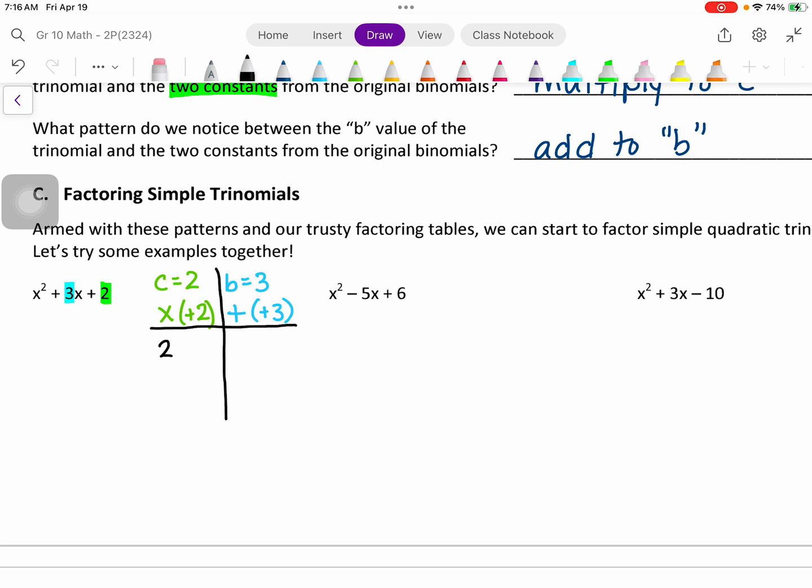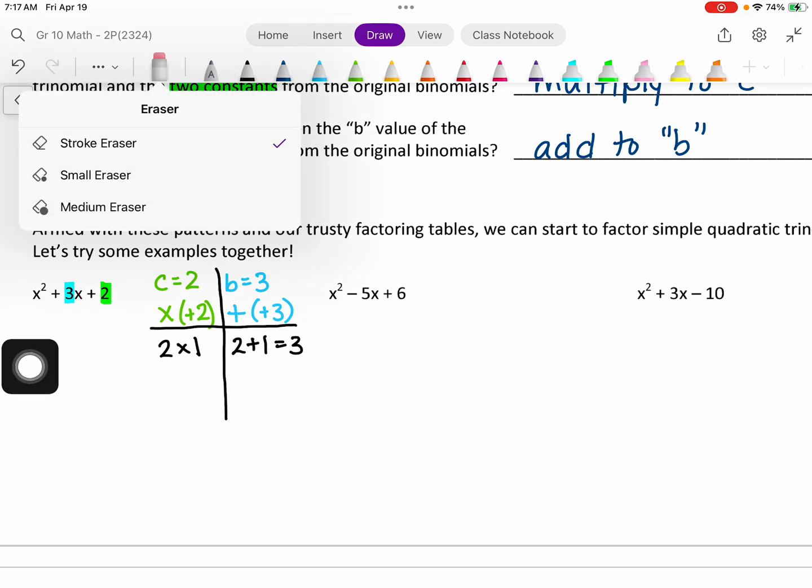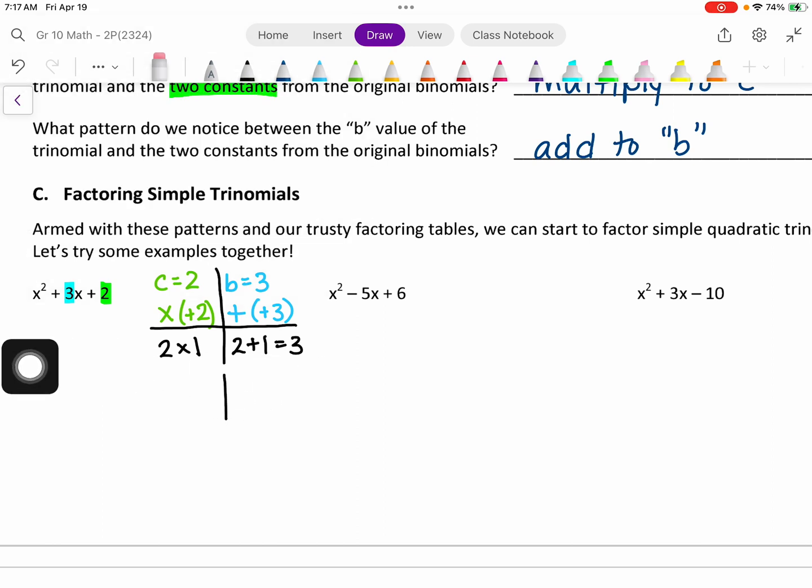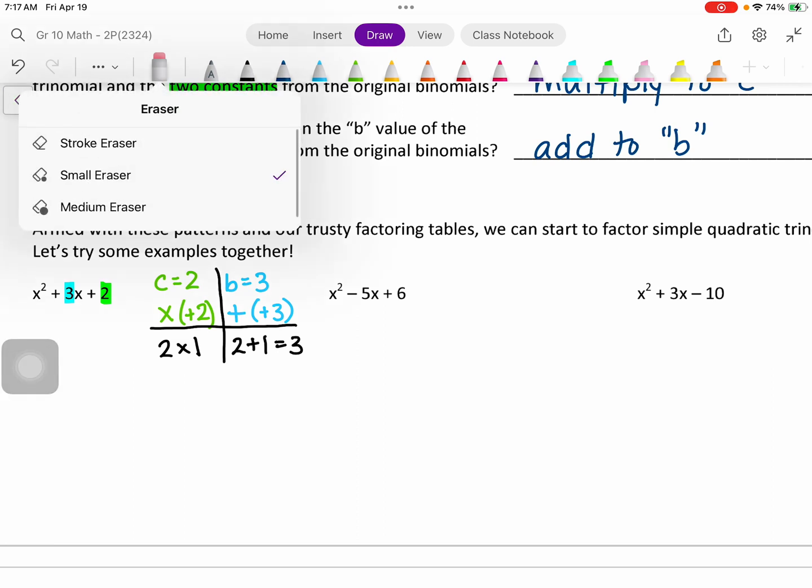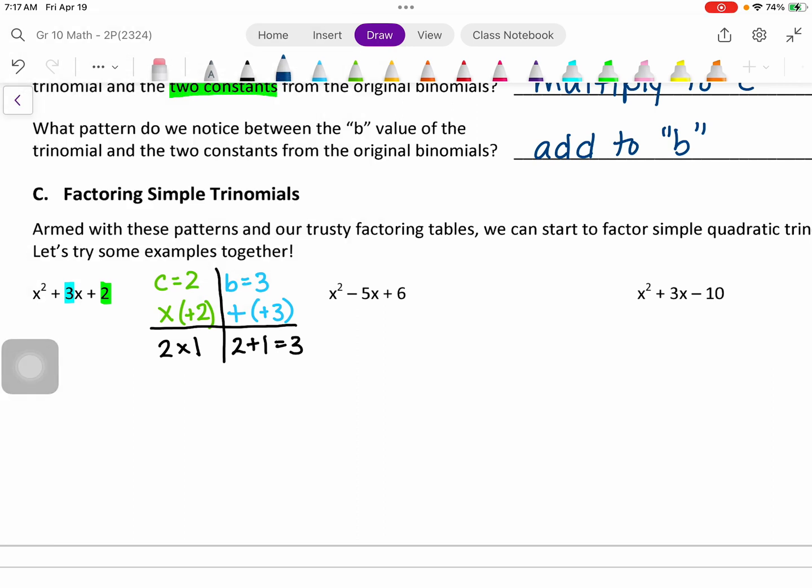So 2 times 1 is equal to 2. And if I take those same two numbers, 2 plus 1, that equals 3. So that works. Now we don't have a lot of options multiplying to 2. Only 2 and 1 multiply to 2, and they happen to add to 3, so we are good here. So those are our two numbers then. 2 and 1 are the two numbers that go inside of our binomial.